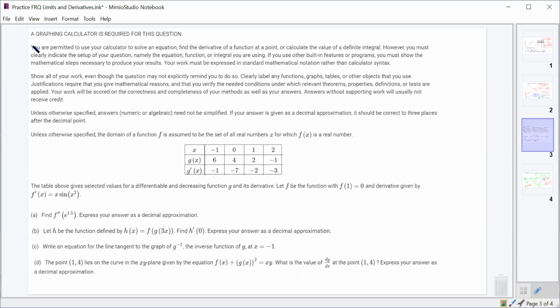Now, all of this instruction at the top is mostly just the instructions you would normally see at the beginning of the calculator section of the AP test on the free response. So maybe read through it just so you've seen it before. This is a full question, so I think if I give you guys 15 minutes to get through all of this, hopefully you can do that.